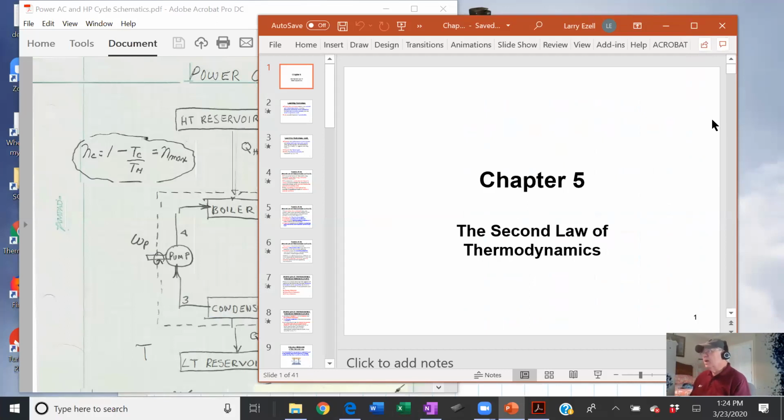Okay, here we go. Chapter 5, the second law of thermodynamics. You remember the first law, the best way to say it is energy is conserved. E is conserved. And you remember we got this equation. See if I can go to that equation.